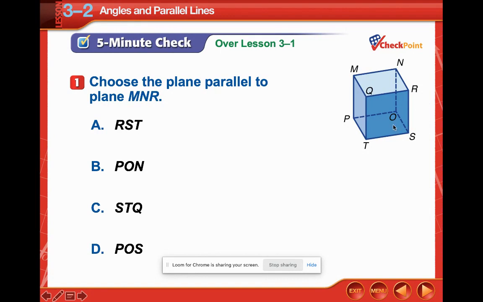RST appears to be the front of it, so it would not be RST. It could be PON, which appears to be the back, so probably would not be PON. STQ, which appears to be the front. So I don't think it's that, because we're looking for the bottom. And then POS is the bottom. All right, so I'm going to guess it's going to be D, and that is correct.